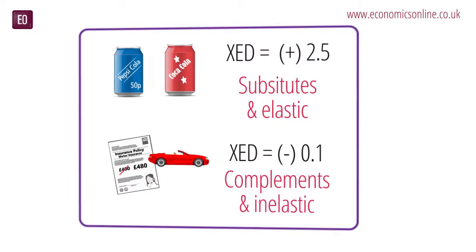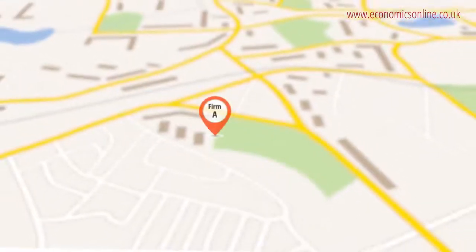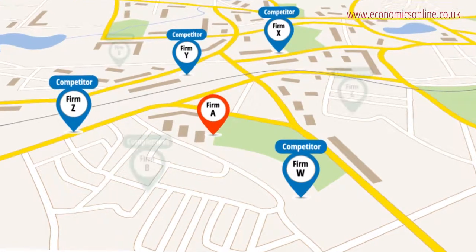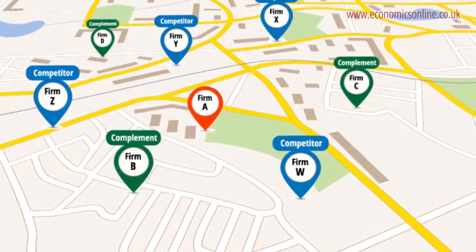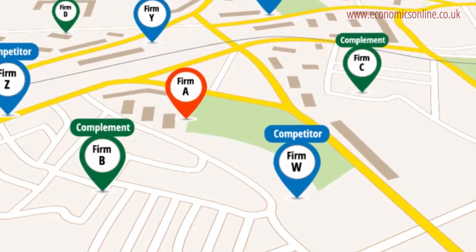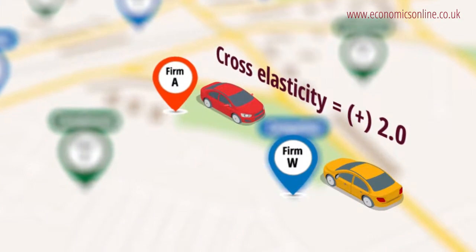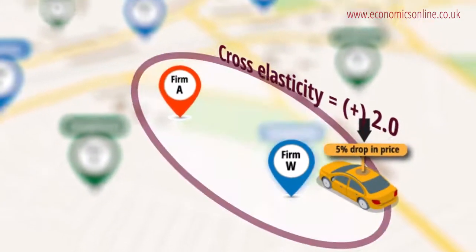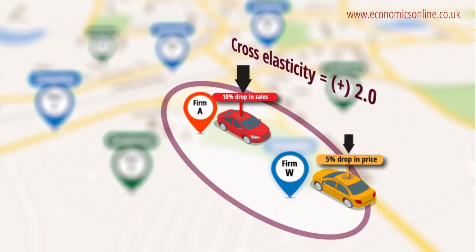Firms are interested in calculating cross-elasticity because it helps them map out their market to discover who their competitors are and how significant they are, as well as identifying significant complementary products. For example, if a motor manufacturer estimates that one of its models has a cross-elasticity of plus 2.0 with respect to a similar model produced by a competitor, then any drop in price by the rival will have a greater than proportionate effect on the quantity demanded of its car. This makes the firm vulnerable to competition on price.